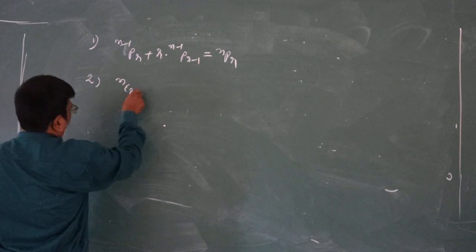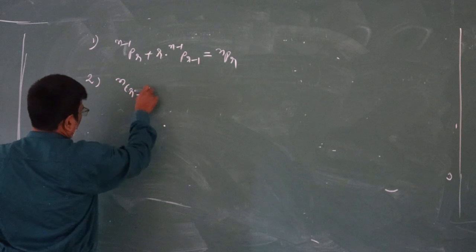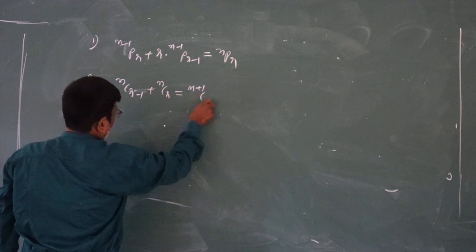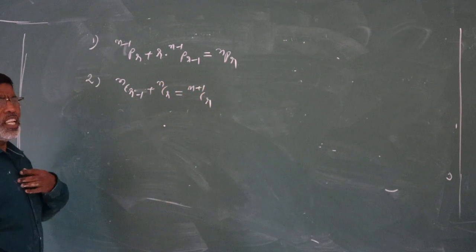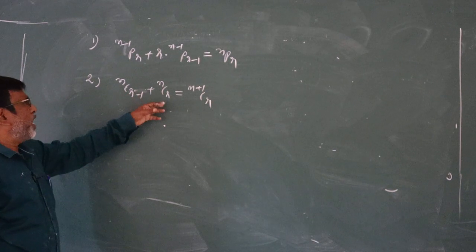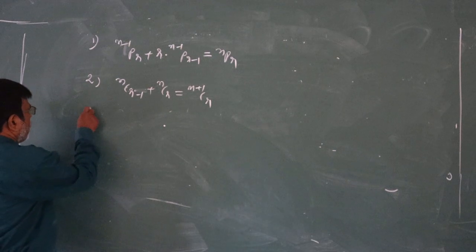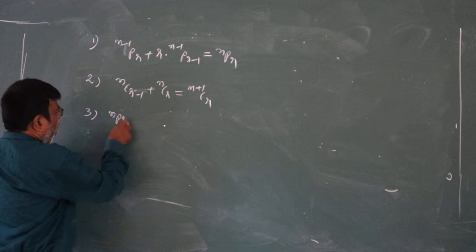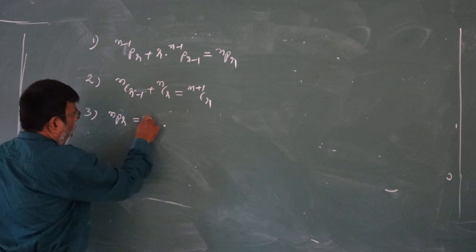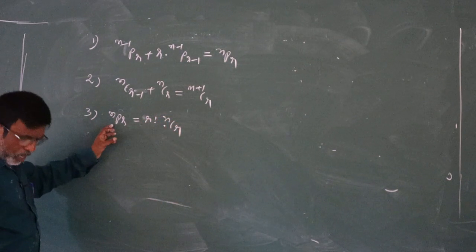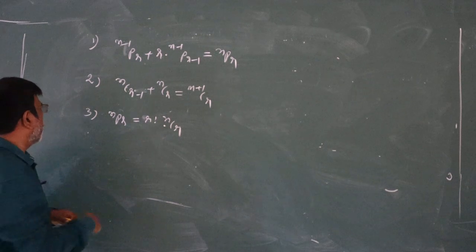Now another formula, NC(R minus 1) plus NCR equals (n plus 1)CR. Third formula, NPR is nothing but R factorial into NCR.